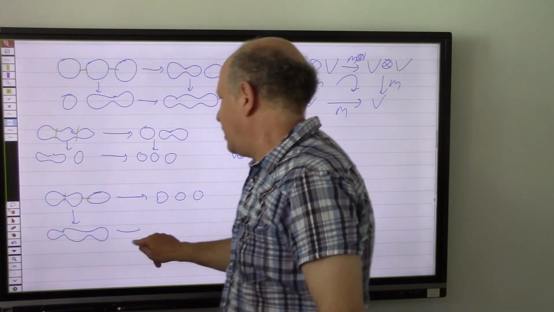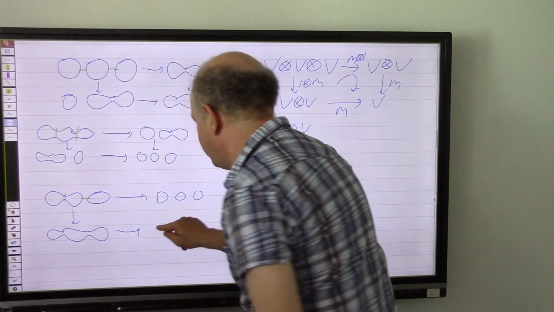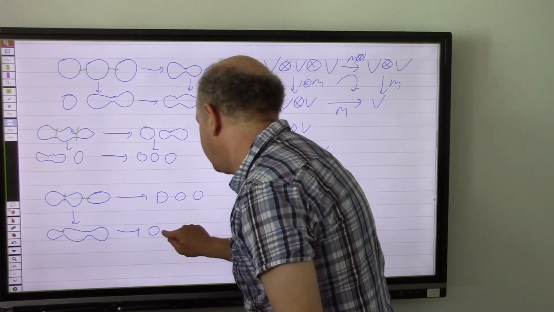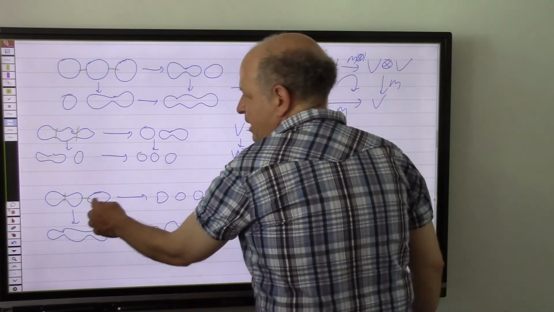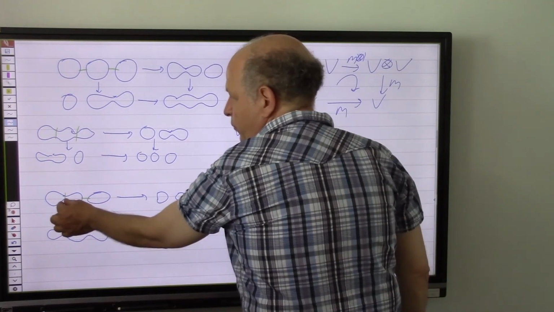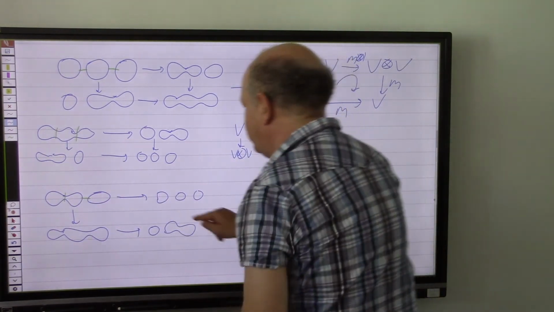Now, if you flip the right one first, you can now flip the left one, and you'll come to this picture. And if you flip here, we flip the left one first, so if you flip the right one now, you'll come again to this picture.